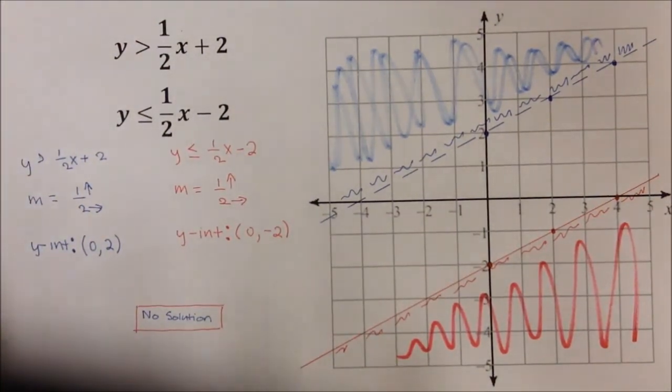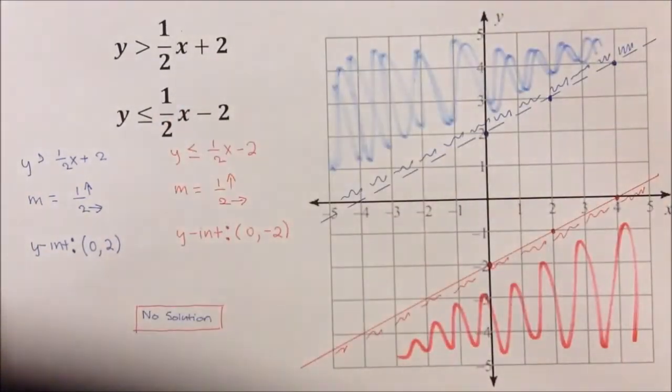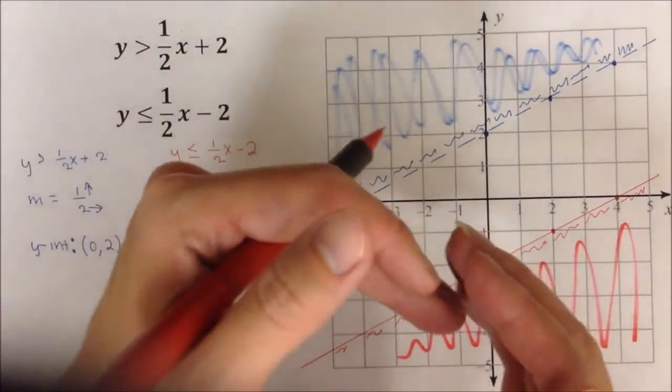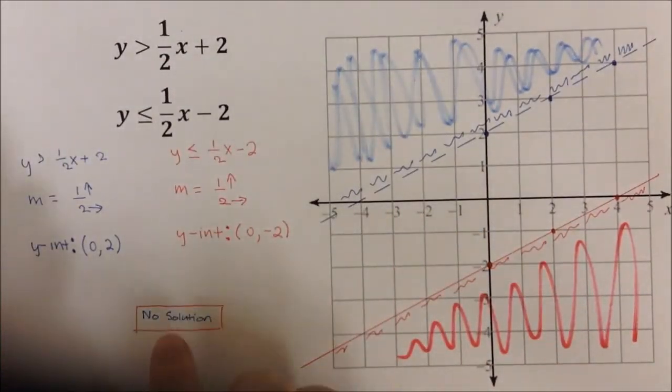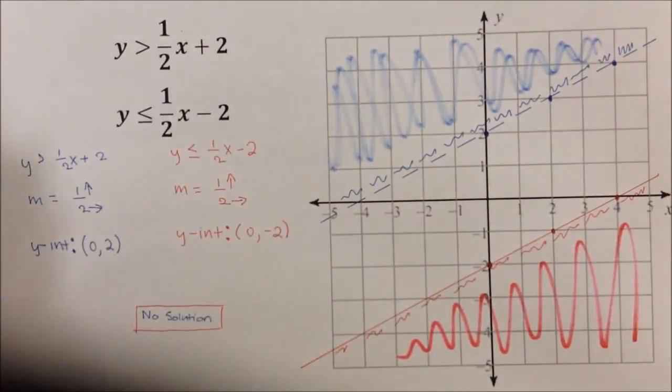Now again, the only time you have no solution is when your shadings are facing opposite directions. They're not crossing each other. They're not touching each other. They're not overlapping each other. So in that event, your final answer is no solution. You still have to graph in order to see that it's no solution.